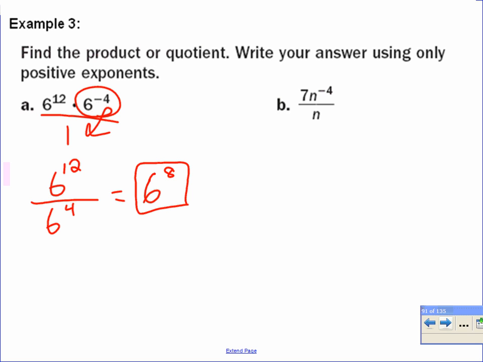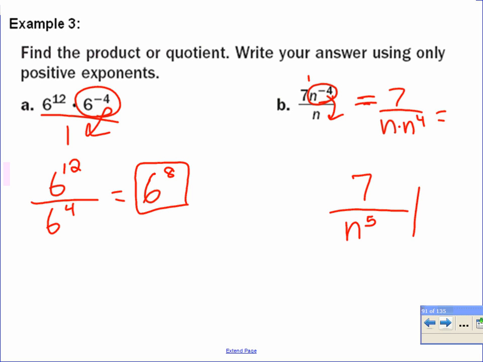Yeah. All right, letter B. What do we need to move? What do we need to move first? Briar. Good. I'm going to circle this. Just the n to the negative 4th. We're moving it to the bottom. Why does the 7 stay where it is? Alyssa. Yeah, the 7 is really to the first power. Leave that where it is. So we have 7 over n times n to the positive 4th power. Now what? Now what, Adam? Good. So the answer is 7 over n to the 5th.